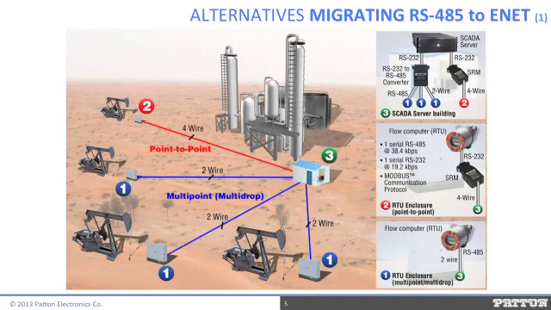Alternatives: migrating RS-485 to Ethernet. The legacy alternative for industrial networks is the use of serial interfaces at the physical layer, such as RS-485 and RS-232. Industrial applications include process control systems, real-time fast motion control, PLCs, sensors, I/O modules, safety controls, and others.